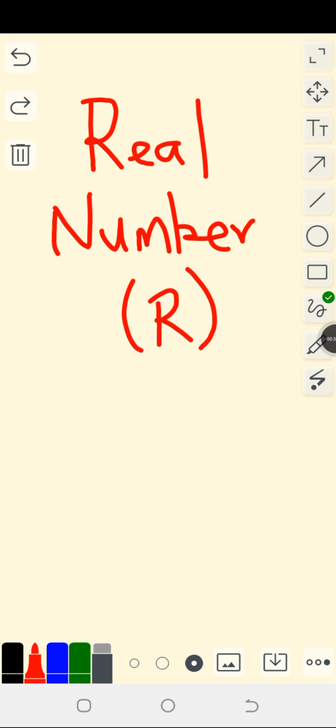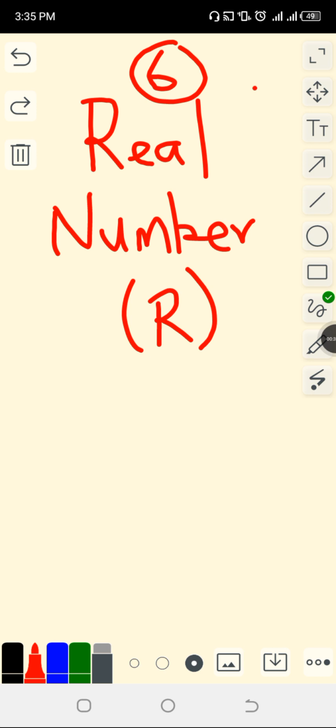So that means any form of number that ever exists is called a real number. An ascertainable number, a number that you can ascertain, is referred to as what we call a real number. So that is the sixth type of number that we have, a real number represented using R. Any form of number at all is referred to as a real number.